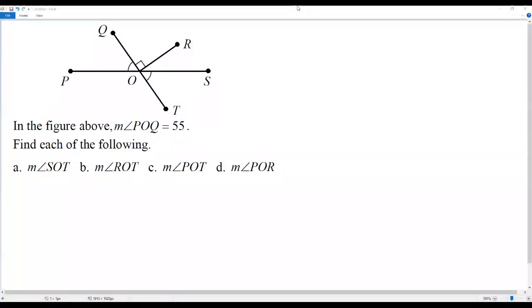Here we have a problem on angle measures. Okay, let's go over the question. So there is a figure given here. In the figure above, measure of angle POQ equals 55. Find each of the following.